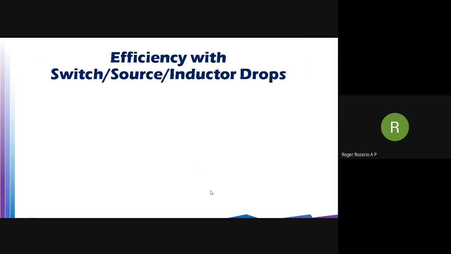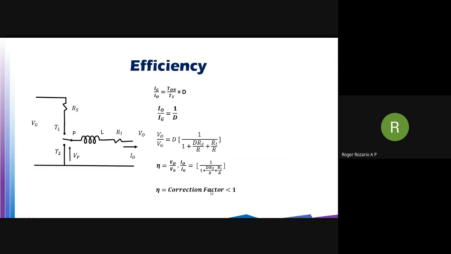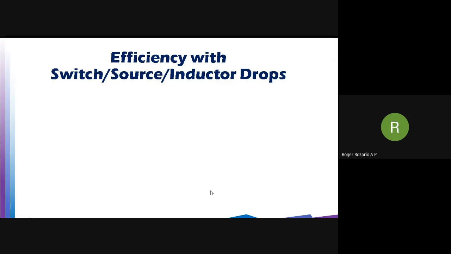Before that, we will derive the efficiency, taking into account the switch, source, and inductor drops. The last non-ideality, the non-ideality in the output voltage, we will come to in a few minutes. Before that, we will combine the non-idealities in the switches, source, and inductors, and let us see what the efficiency of the converter is.